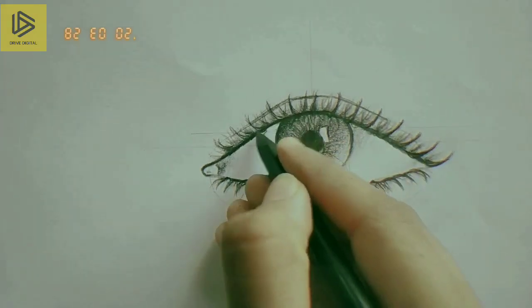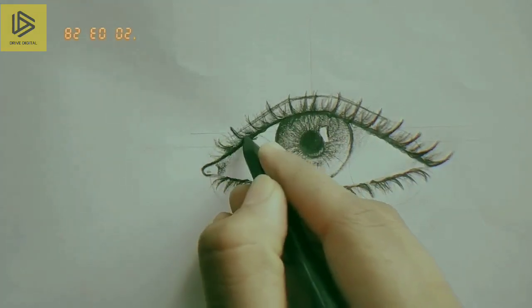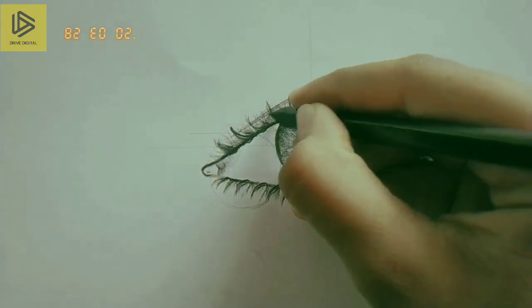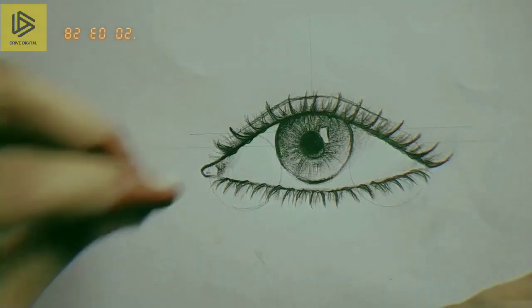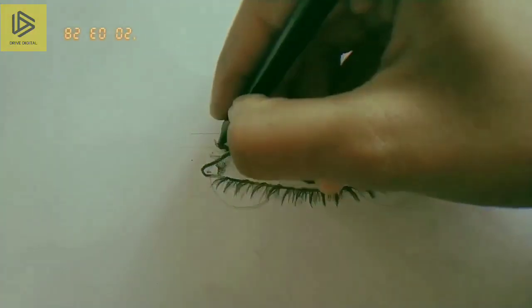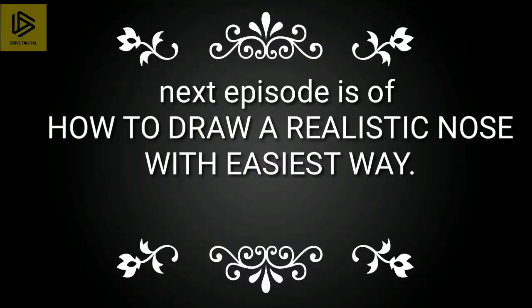Here we completed our eye. I hope you enjoyed this video and learned how to draw a realistic eye with basic 3 circles. Stay tuned to watch our next episode in which we are going to learn how to draw a nose.